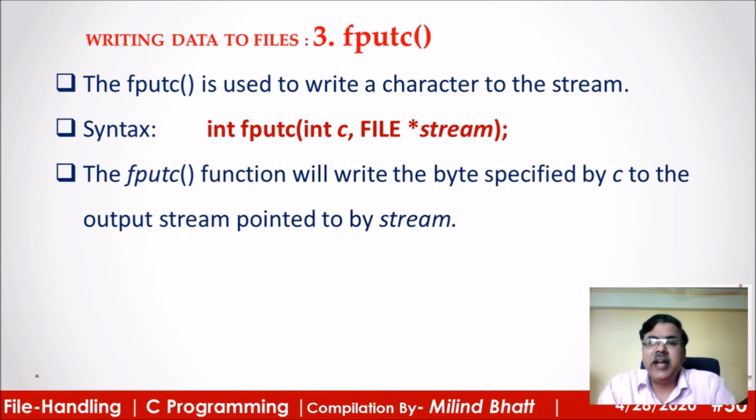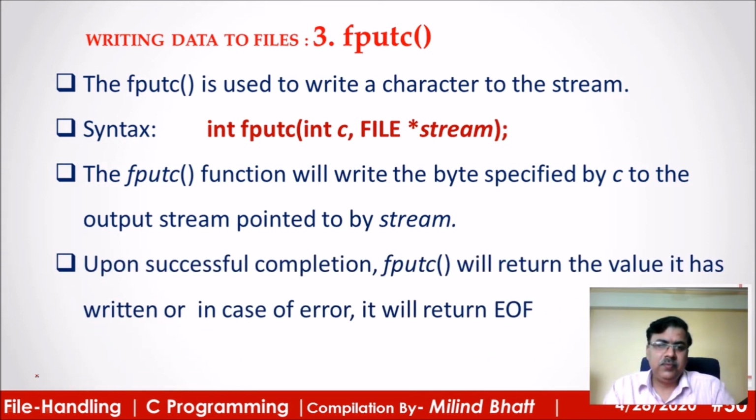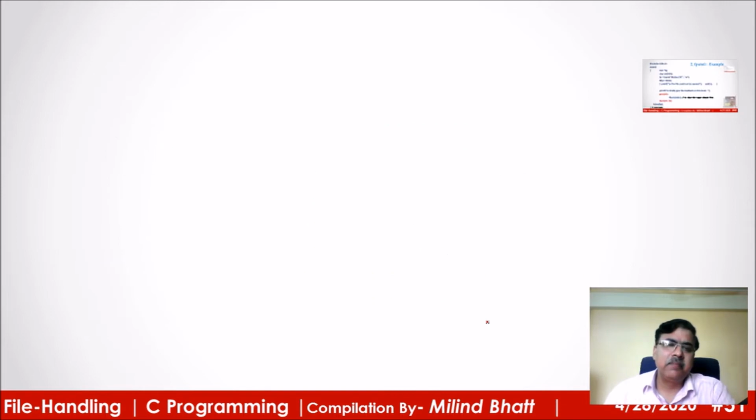The fputc function will write the byte specified by c to the output stream pointed to by the stream, meaning whatever I take from the user will be written in terms of bytes to the file. Upon successful completion, it will return the value it has written, or in case of error, it will give you end of file.